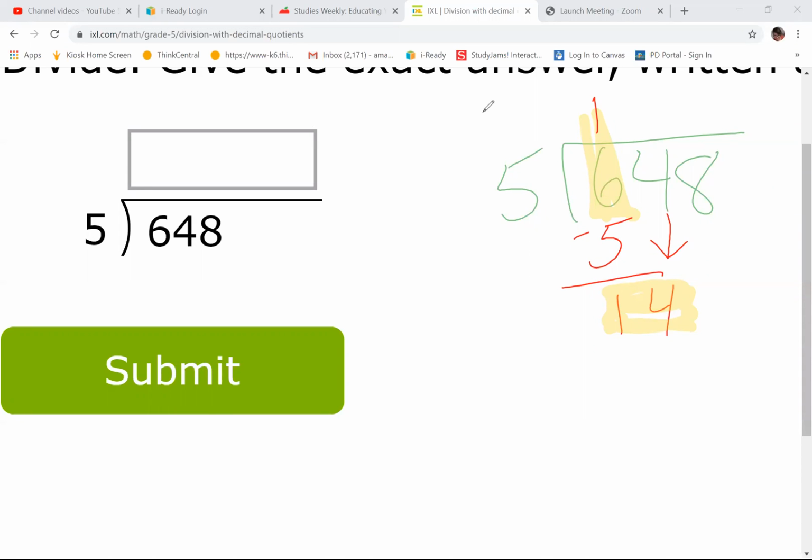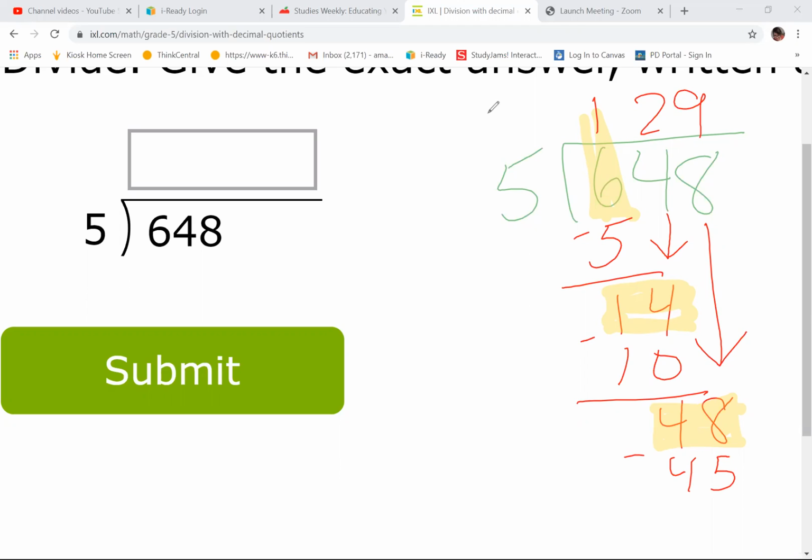5, 10, 15. Well, 15 went too high, so I'm going to have to stick with 10. And that would be 2 times 5. When I subtract, I have a 4. Bring down my 8. I now have 48. So my new dividend is 48 divided by 5. Well, I know my 5 times tables: 5, 10, 15, 20, 25, 30, 35, 40, 45, 50. 50 went too high. I got to go back down to 45. So that would be 9. 9 times 5 is 45. And I have 3 left over.